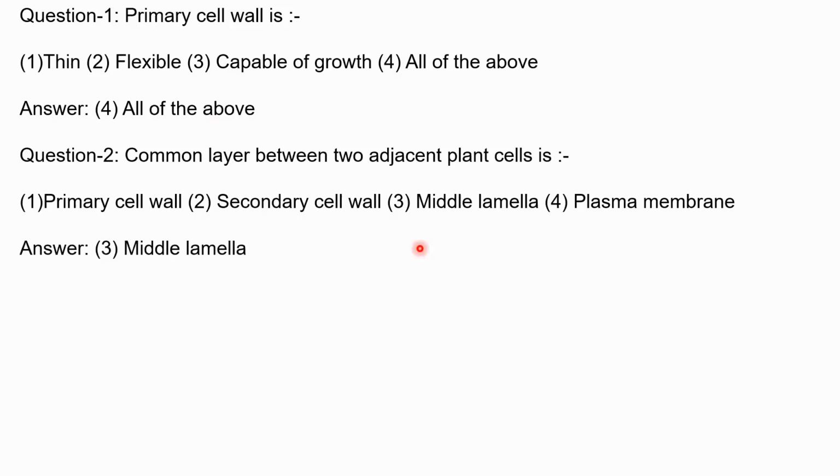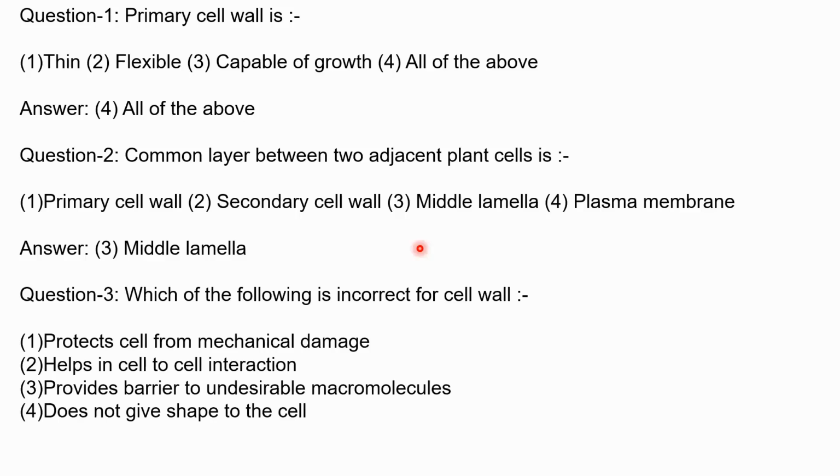So middle lamella, which is mostly composed of calcium and magnesium pectate, majorly of calcium, is the component that is a common layer between the two adjacent plant cells. The next question is, which of the following is incorrect for cell wall?